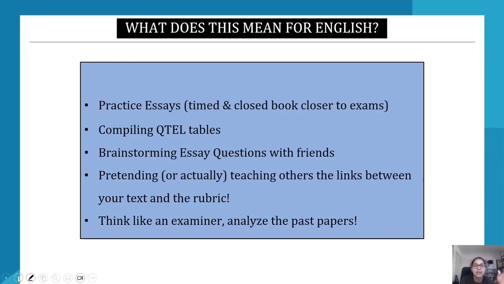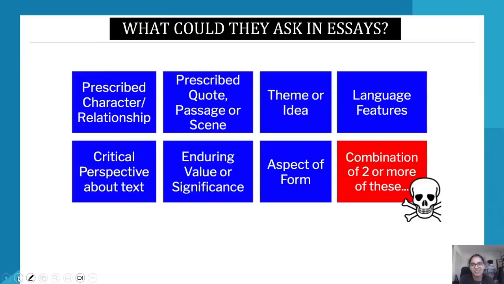And think like an examiner: analyze past papers, look at and analyze your own writing, give yourself marks, but don't be too harsh on yourself and say, oh, this is useless, chuck this out the window. Not that kind of stuff. Be kind to yourself. Now, what can they ask you in essays?